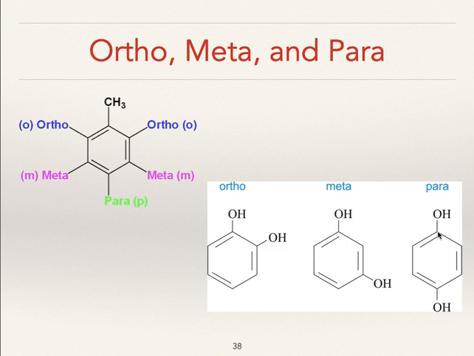So instead of calling this 1,4-dihydroxybenzene, you could simply call it para-dihydroxybenzene. Both of those are correct. Using numbers is correct, and using the ortho, meta, and para prefixes are also correct. I remember this as Oscar makes pancakes. You can use that, or you can come up with your own mnemonic device to help you remember the ortho, meta, and para prefixes.